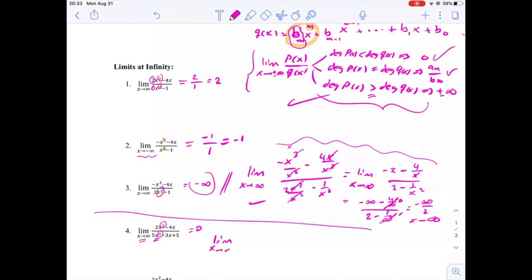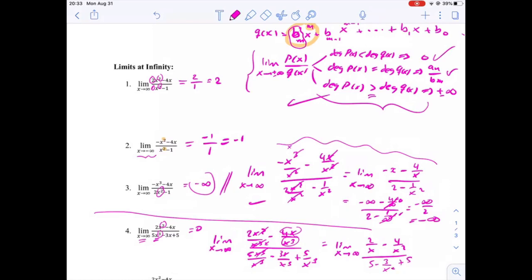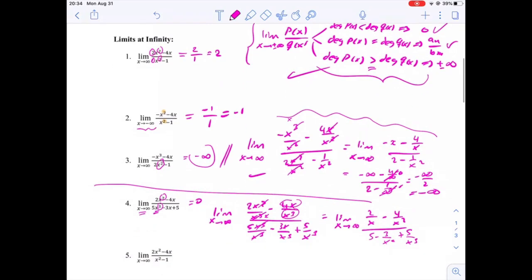So we have limit x goes to infinity of 2x squared over x cubed minus 4x over x cubed, over 5x cubed over x cubed minus 3x over x cubed plus 5 over x cubed. And then we simplify. We cancel x squared with x squared from the denominator. We get x in the denominator here. So this is 2 over x minus, now 4x over x cubed is 4 over x squared. And then in the denominator we have 5 minus 3x over x cubed, that's 3 over x squared, plus 5 over x cubed. And then we just substitute infinity.